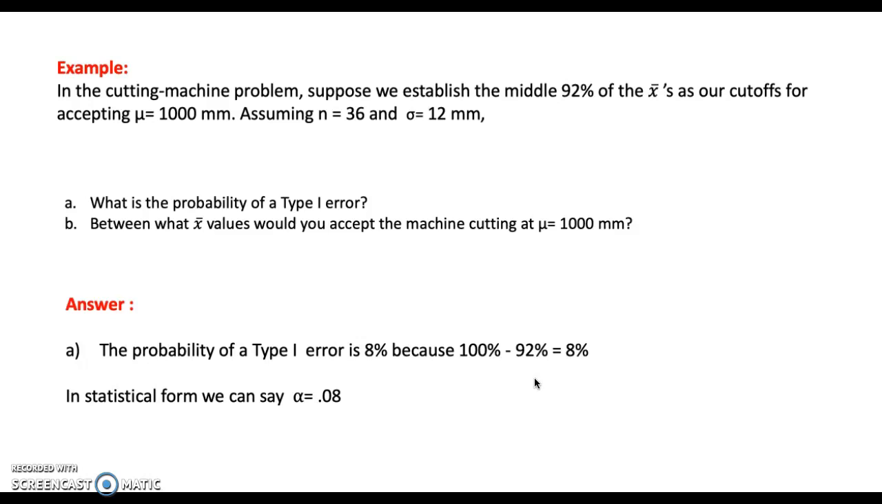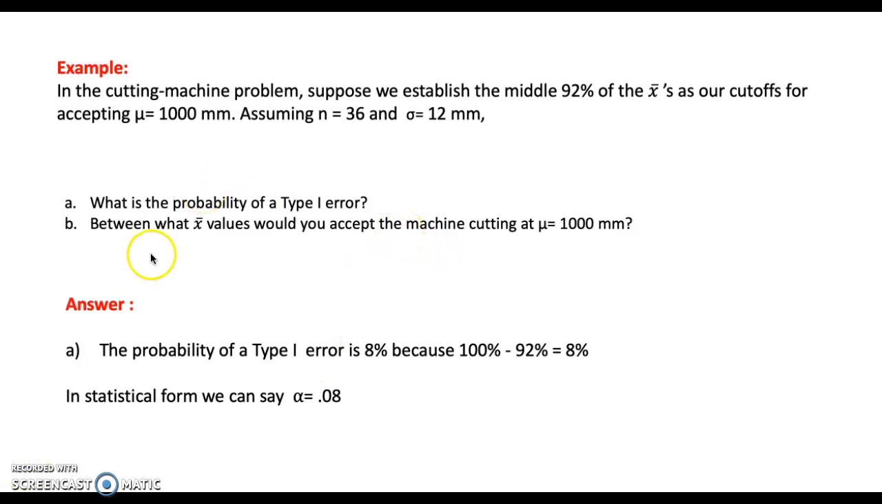Therefore, type 1 error is going to be 8%. Why? Because when you subtract 92 from 100, you will get 8%. And we can say that in statistical form, alpha is equal to 0.08.